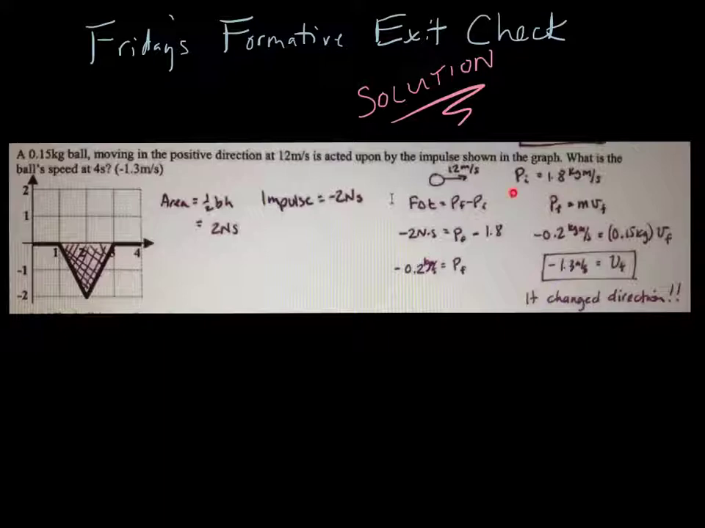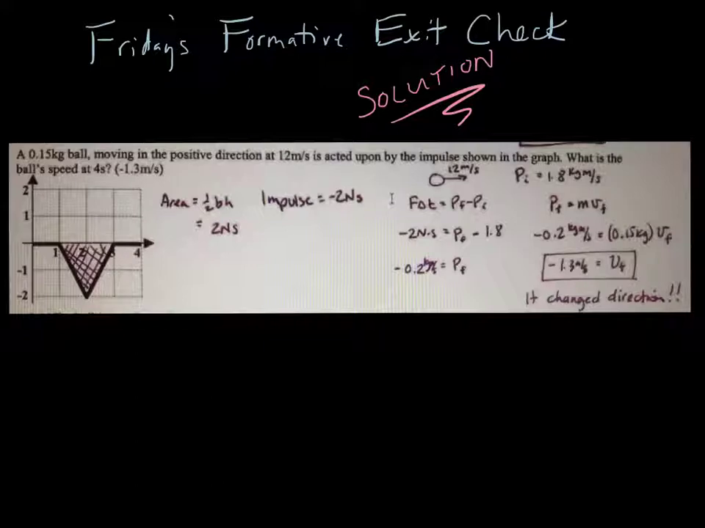You can find your final momentum because you can find your initial momentum. The initial momentum, 1.8 kilogram meters per second, comes from your mass times your velocity. My mass is 0.15 times my initial velocity, which is 12 meters per second. With that, we can find our initial momentum and solve for our final momentum. Since my final momentum is equal to my mass times my final velocity, I can plug in my final momentum and my mass and solve for my vf. When you do that, you get negative 1.3 meters per second as your final velocity.